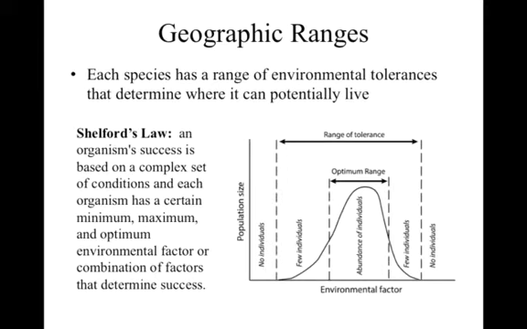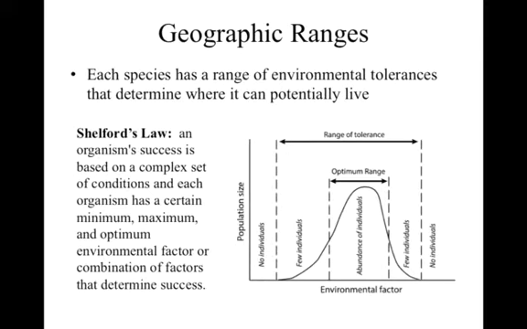This brings us to the idea of geographic range. A geographic range is determined, at least in part, by what different species can tolerate in terms of climatic conditions, in terms of their physical environment. Each species has a range of environmental tolerances that determine where it lives. And this leads to Shelford's law. Shelford's law states that an organism's success is based on a complex set of conditions, and each organism has certain minimum, maximum, and optimal environmental factors or combinations of factors that determine success.